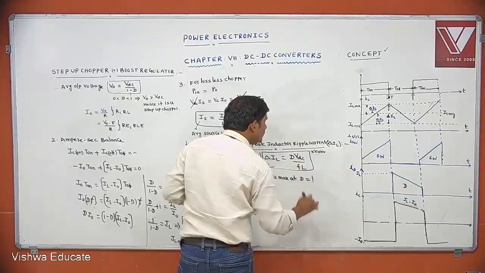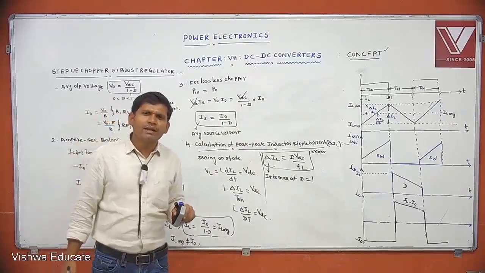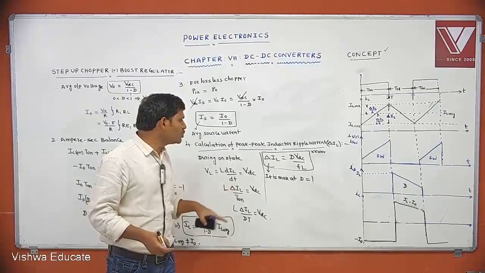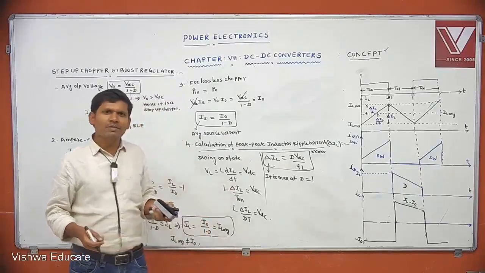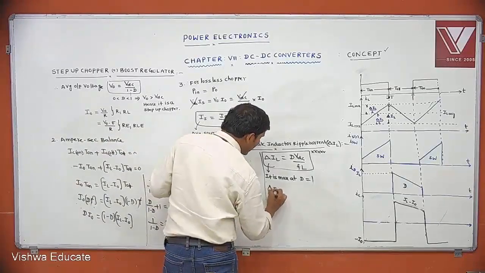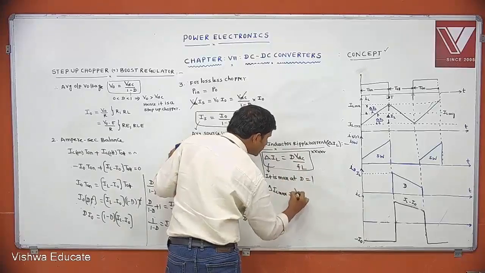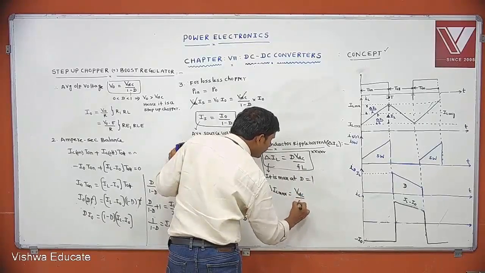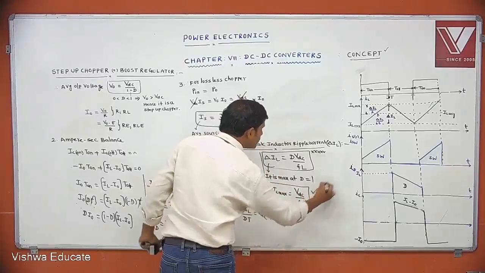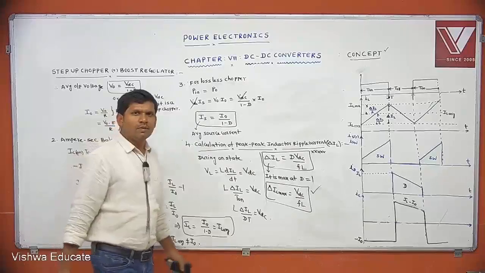D equal to 1. But in the case of buck regulator, delta IL is maximum at duty cycle equal to 0.5. But in the case of boost regulator, delta IL is maximum at duty cycle equal to 1. Then what is delta IL max? Delta IL max, with D equal to 1, you substitute VDC by FL. This is over. This is the fourth parameter. Then what is the fifth one?